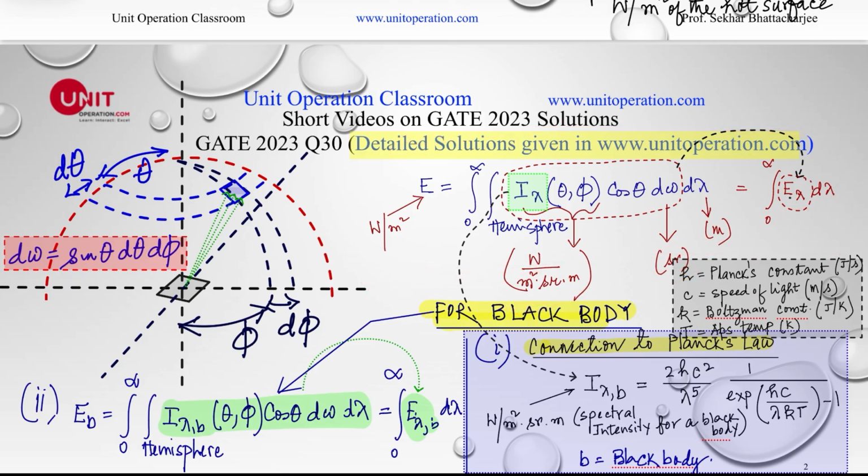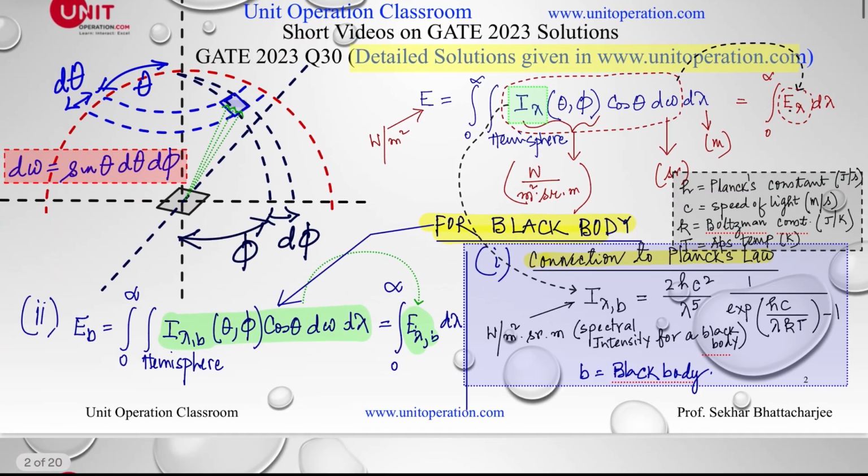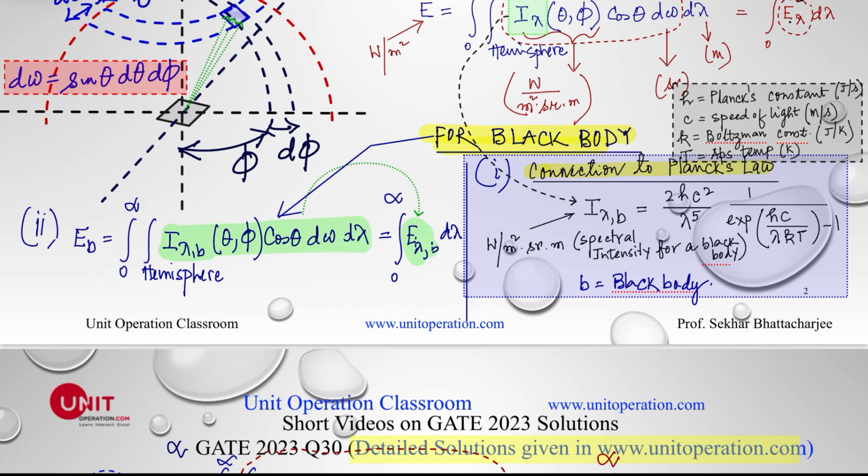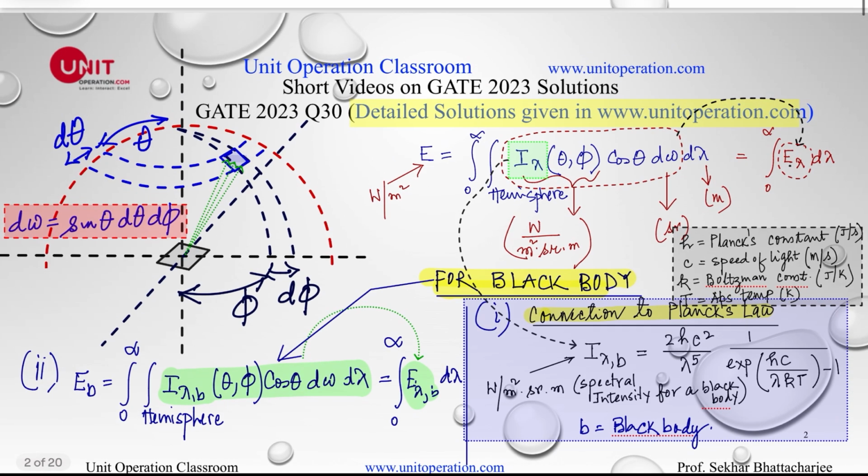Now, the question is, how do you connect it to Planck's law? I lambda is given by Planck's law, but for a black body. According to Planck's law, this equation is given right here, where h is the Planck's constant, c is the speed of light, and lambda is the wavelength. So this I lambda is the spectral intensity for a particular wavelength lambda and for a black body. This is hc, and k is the Boltzmann constant. We all know about that.